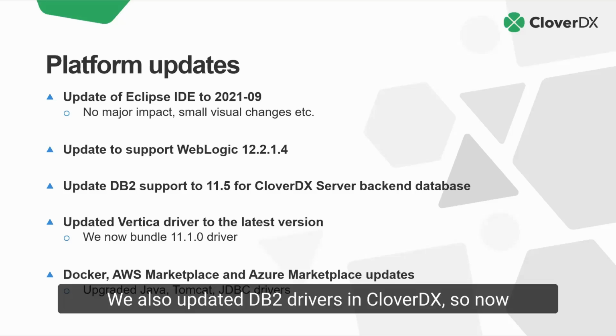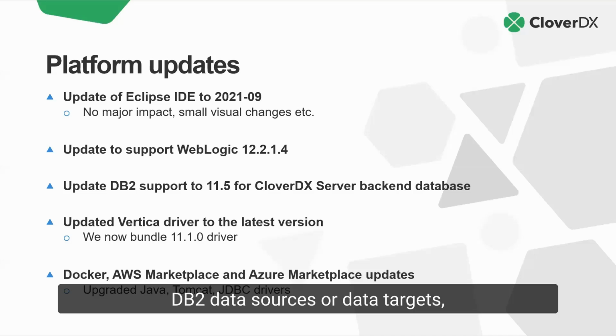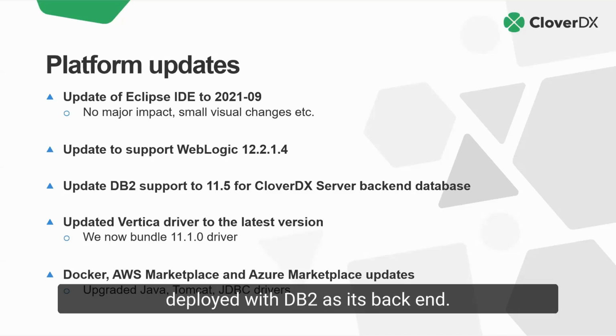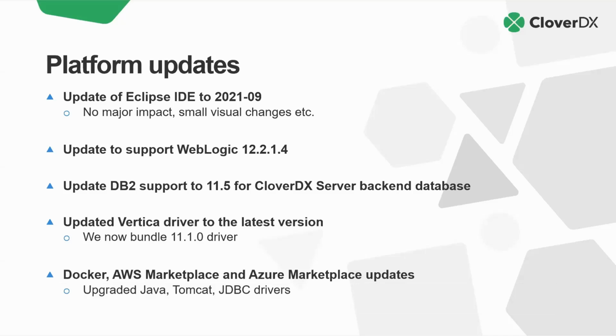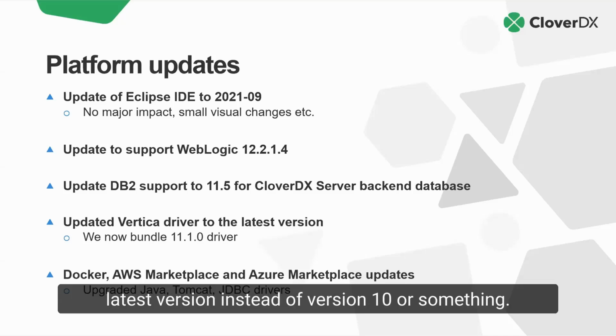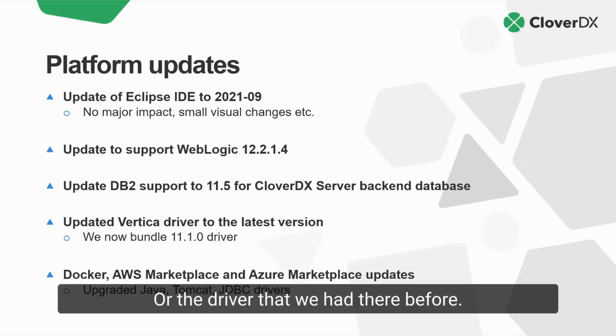We also updated DB2 drivers in CloverDX. So now you can use DB2 11.5 for backend database. This doesn't affect the connectivity to your DB2 data sources or data targets, so your graphs work exactly the same. This is only in cases where your server is deployed with DB2 as its backend. And in that case, again, we recommend you update to 11.5, which is the latest version, instead of version 10 or something of the driver that we had there before. The previous driver is now not supported by IBM anymore.